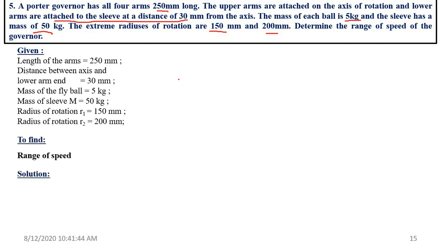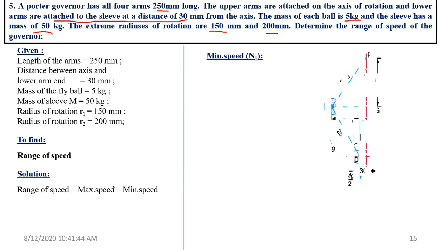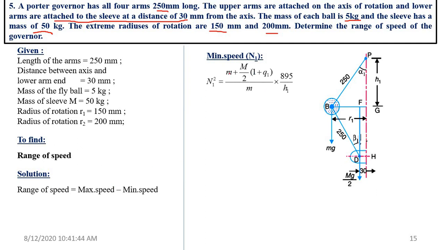To find the range of speed, what is the solution? Range of speed is equal to maximum speed minus minimum speed. So first the minimum speed, without considering friction, using the formula for minimum speed without considering friction. Similarly, you can get the Q1 value. What is the Q1 formula? Q1 is equal to tan beta over tan alpha. Here we need to know both the alpha and beta values.